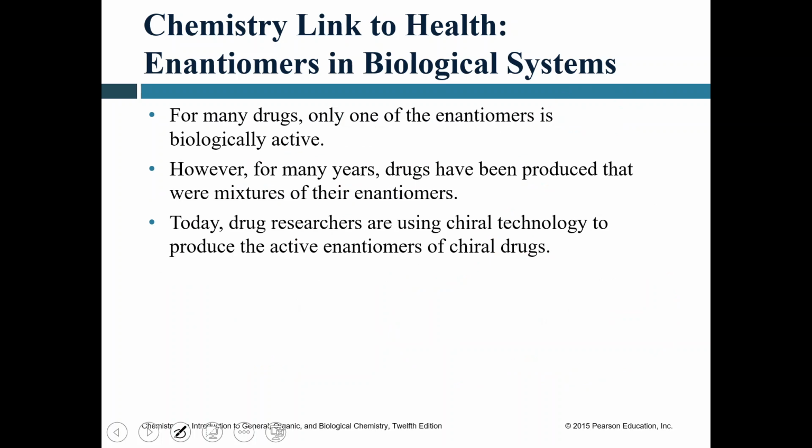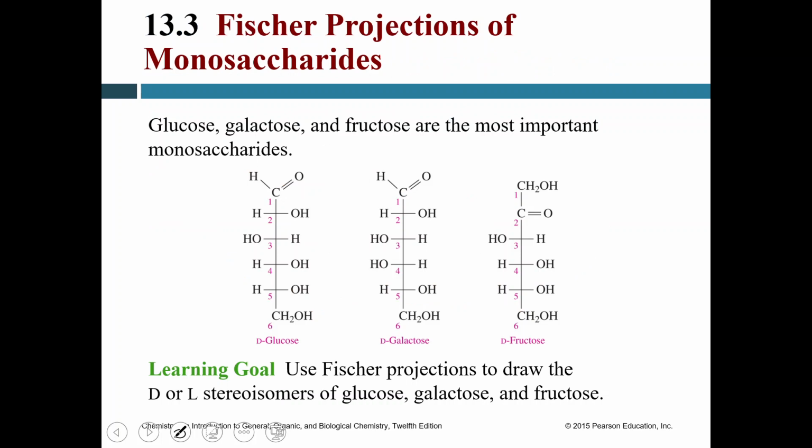For many years, though, drugs that have been produced had mixtures of the enantiomers. Now, since we know that chirality is important, researchers are using chiral technology to separate enantiomers and generate only active enantiomers of the active drugs. So here are some Fischer projections of the most common monosaccharides. Here are the most important monosaccharides: D-glucose, D-galactose, and D-fructose.